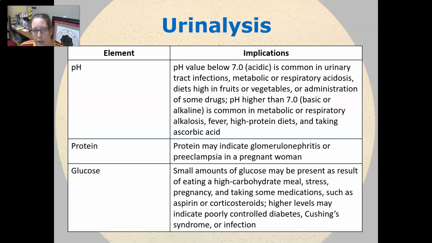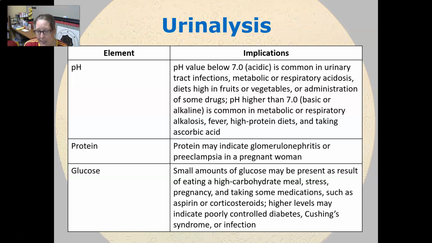A pH value below 7.0 is acidic and is common in urinary tract infections, in metabolic or respiratory acidosis, because you have excess acids that you're trying to get rid of through urine. It is also seen with diets high in fruits and vegetables, or the administration of some drugs. A pH that is higher than 7, which is basic or alkaline, is common in metabolic or respiratory alkalosis, in fever, in high protein diets, and in taking ascorbic acid, which is vitamin C.